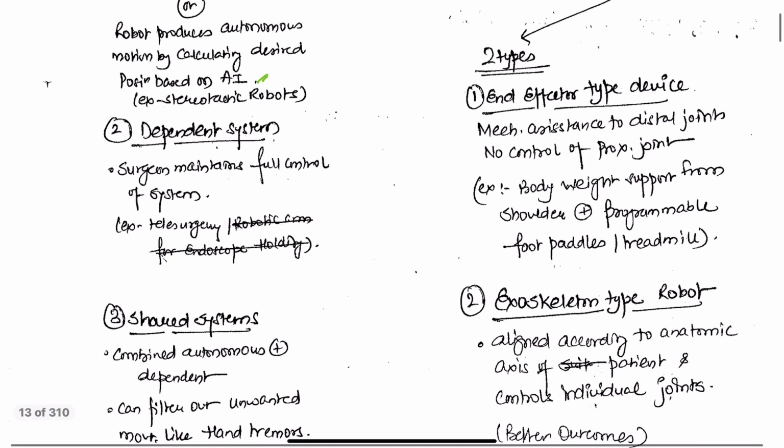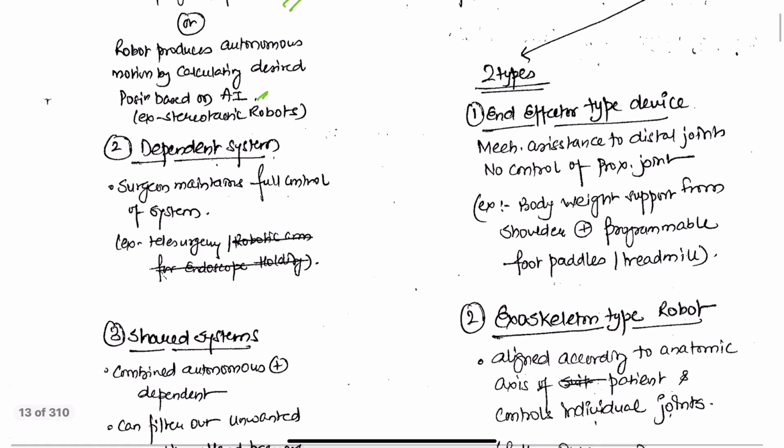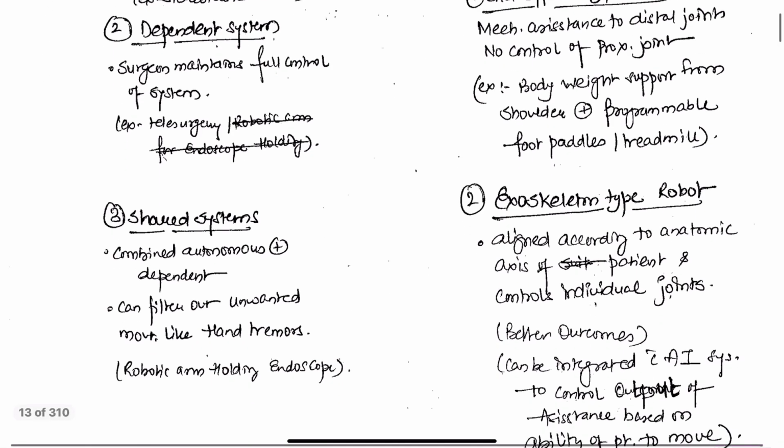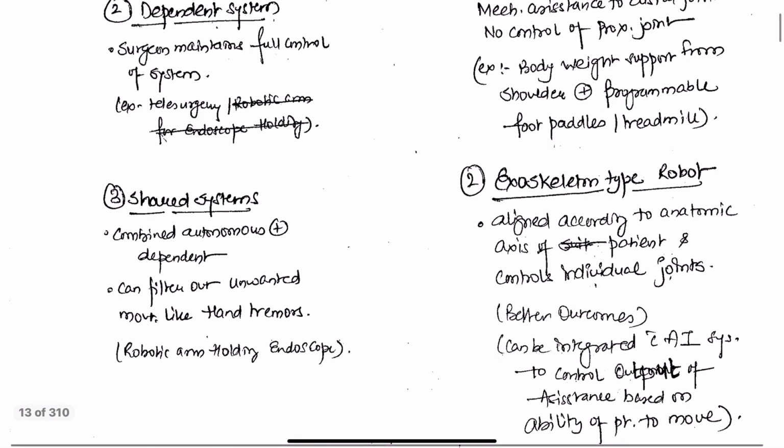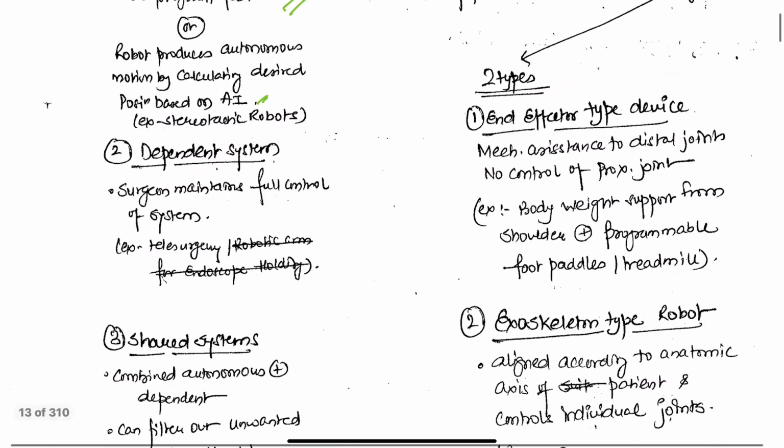For that we have one, an end effector type device, where there is mechanical assistance to distal joints, no control of proximal joints. So body weight support from the shoulder joint, and you have programmable foot paddles, treadmill, etc. And other, there is the exoskeleton type robot, where it is aligned according to the anatomic axis of the patient and controls individual joint movements.